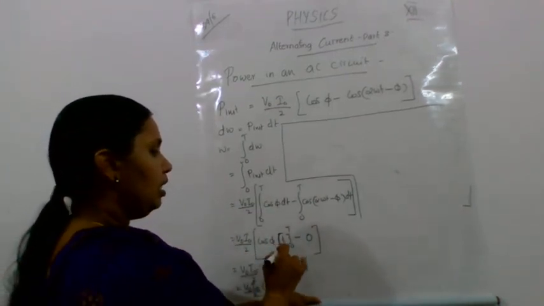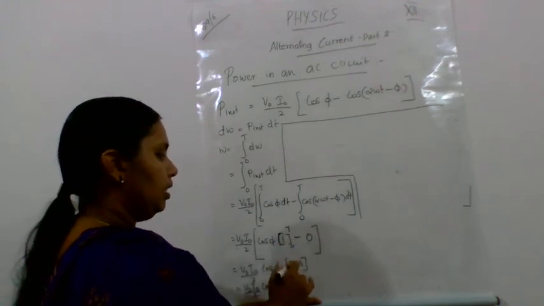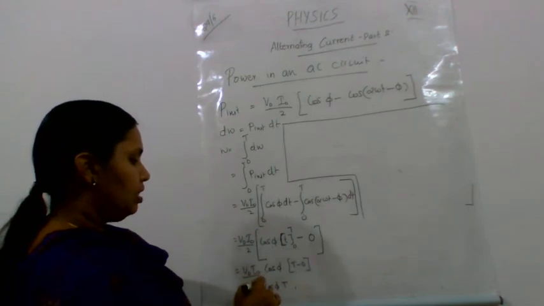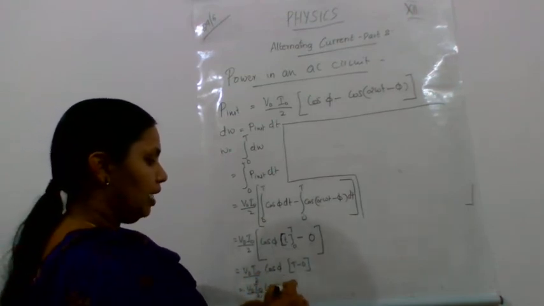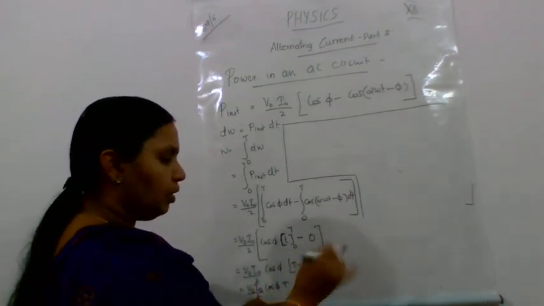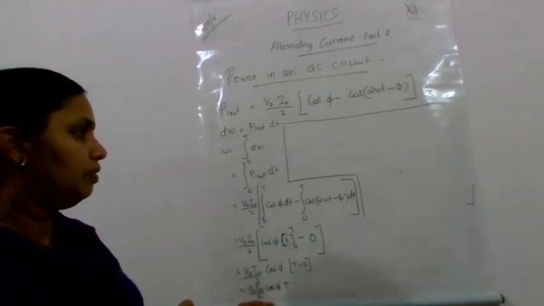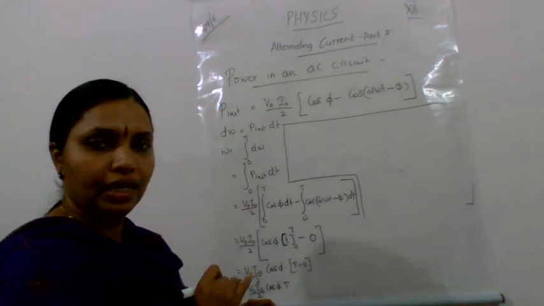So substituting the limits, that is upper limit T and lower limit 0, what will we get? V0 I0 by 2 cos phi into T, minus 0 is not there. So this is the work done in the complete cycle.